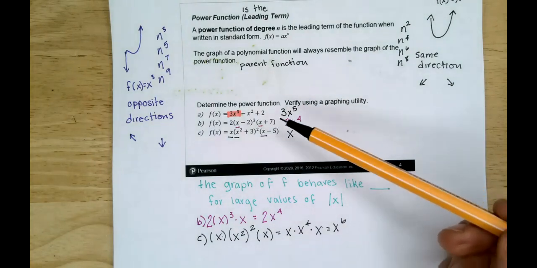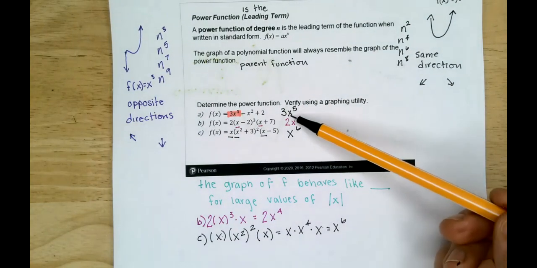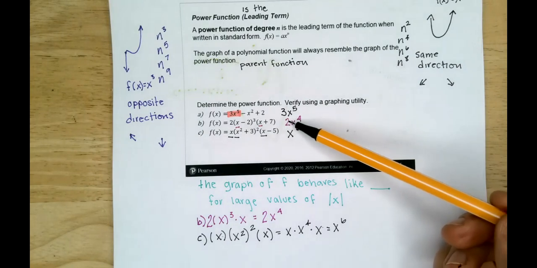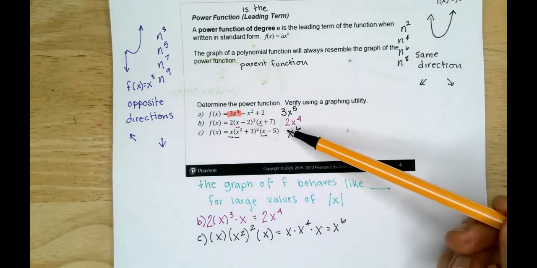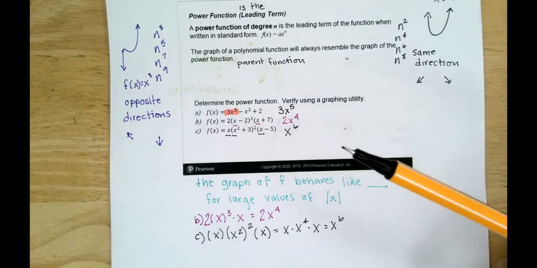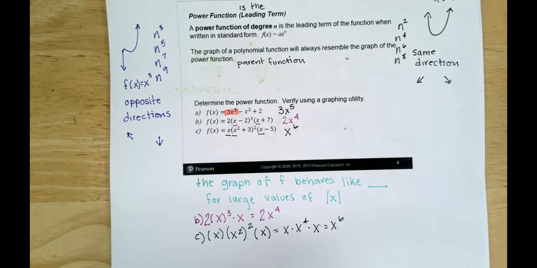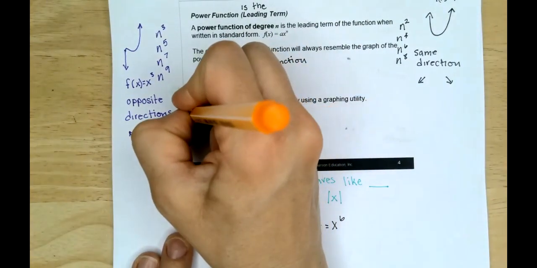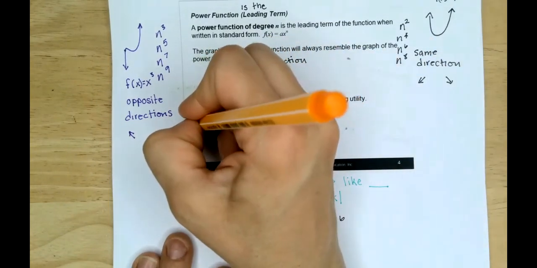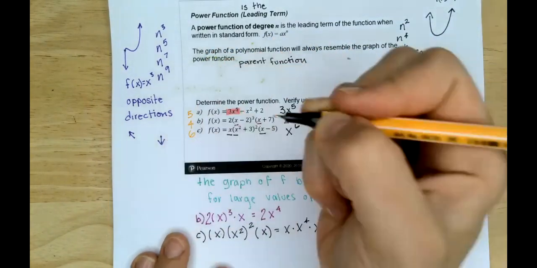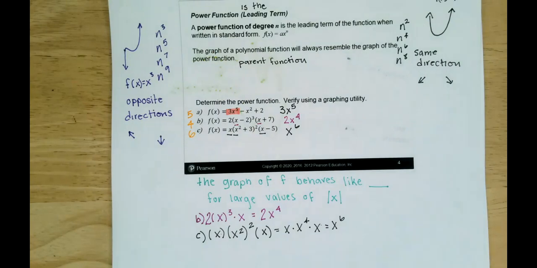So this one behaves like, or resembles, 3x to the fifth. This one behaves like 2x to the fourth. This one behaves like x to the sixth. Let's also talk about what degree they are. This is of degree 5. This one's of degree 4. And this one's of degree 6. We agree? I just want to go back and touch on other things we've discussed in previous pages.